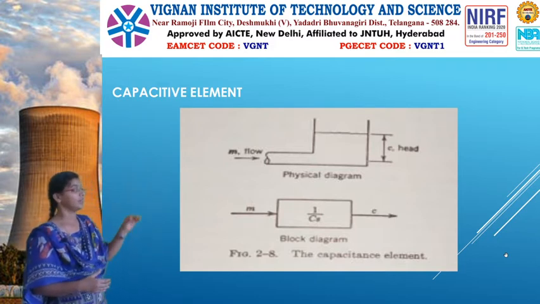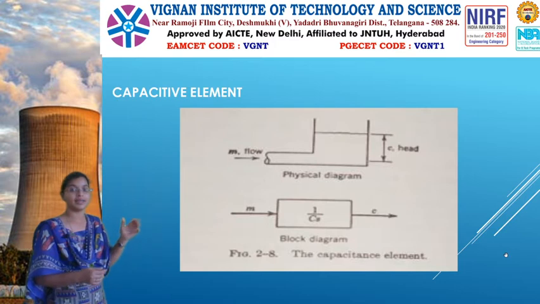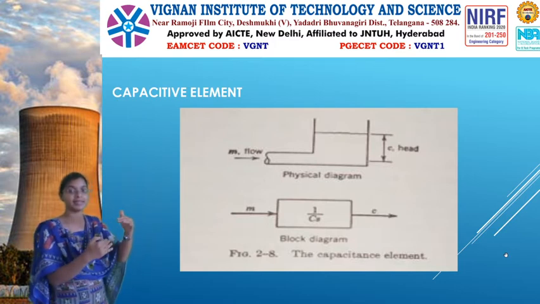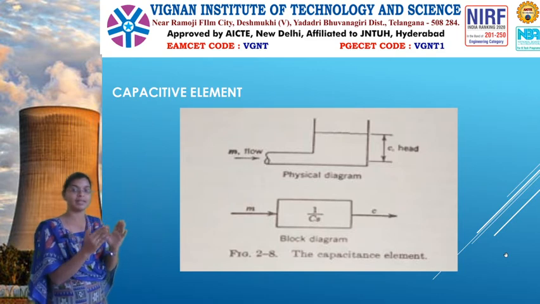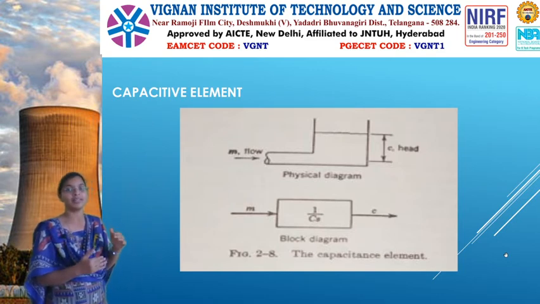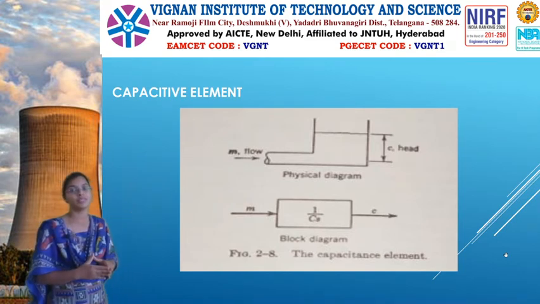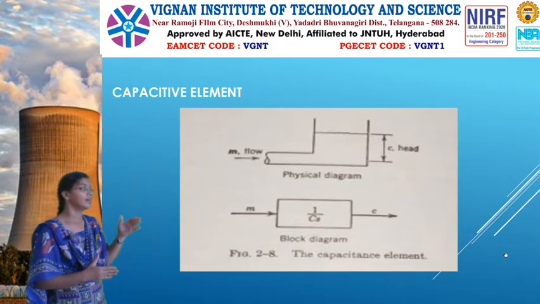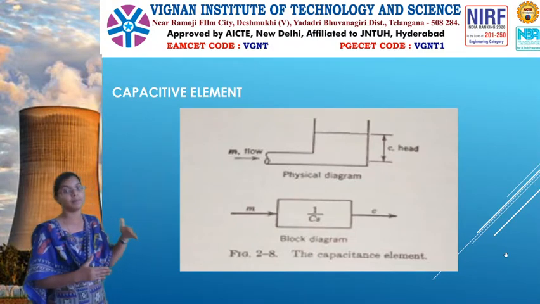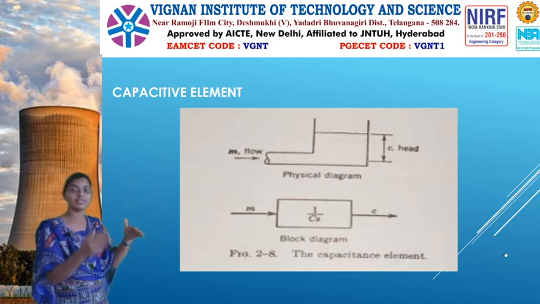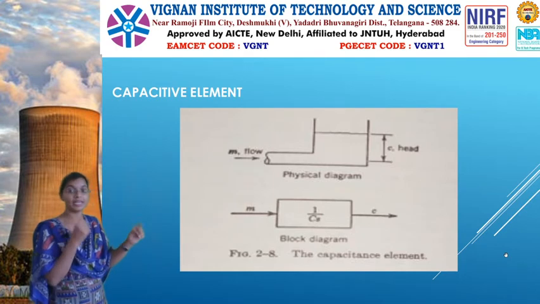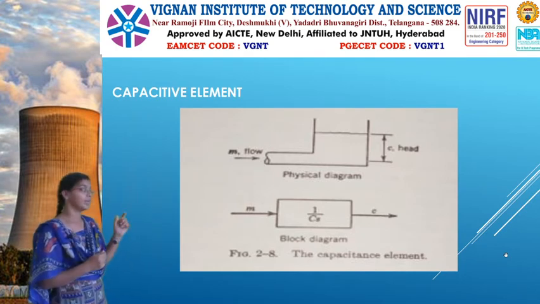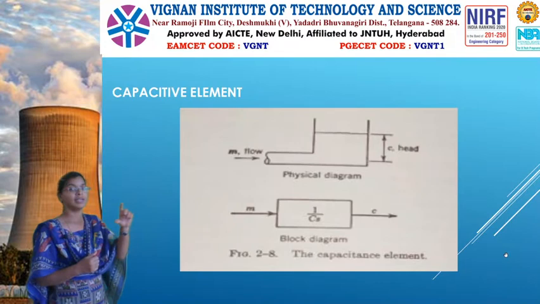How does it work? I already told you about capacitance: whenever a tank is there with an inflow rate, we can write the flow rate of that tank, Q is equal to C into dH by dt. Here, what inflow rate are we taking? M is the inflow rate. And the height is C. So we can write the formula M is equal to C into dC by dt.